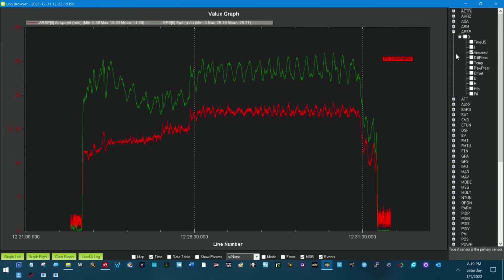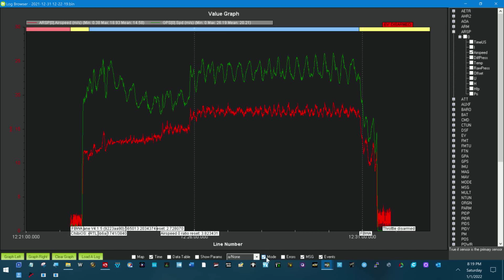Okay, so that's a little fun with telemetry logs and some of the things that telemetry logs can do for you. So because of this telemetry log, I will say airspeed calibration is not completed for the Mini Talon. All right, guys, have a good one.